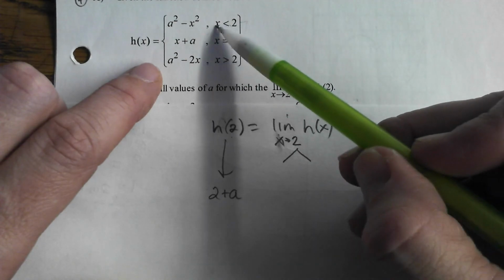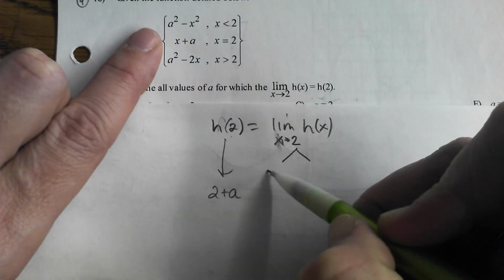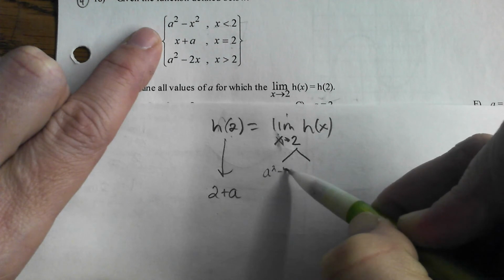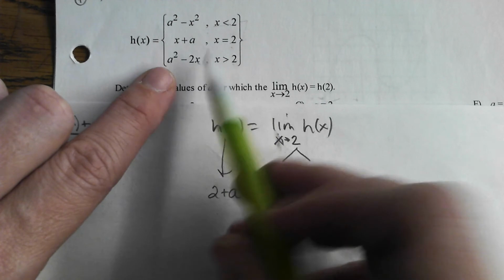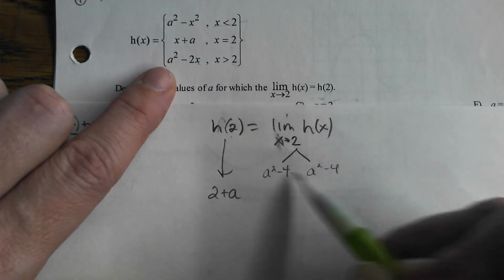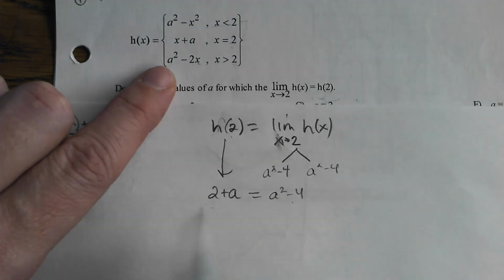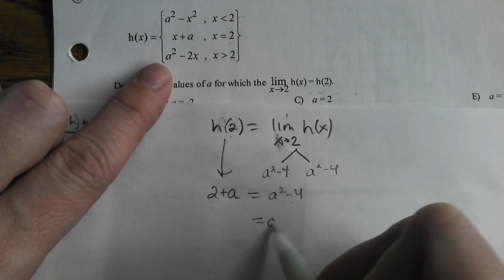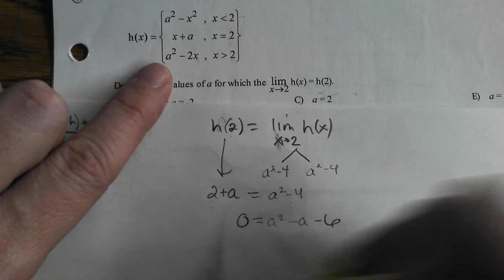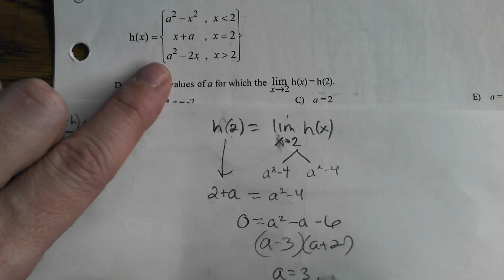As you approach 2 from the left, you'd be plugging 2 in for your x in this equation, which gives you what? Yep. And on the denominator, you plug 2 in as you're approaching from the right. You plug 2 in for x here, and you also get a squared minus 4. So we know that the limit is a squared minus 4, and we want that limit to equal the function value. So we just need to solve this quadratic. Solve for a. You get a squared, you subtract your a over and subtract your 2 over. That gives us a minus 3 and a plus 2. So a equals 3 or a equals negative 2.